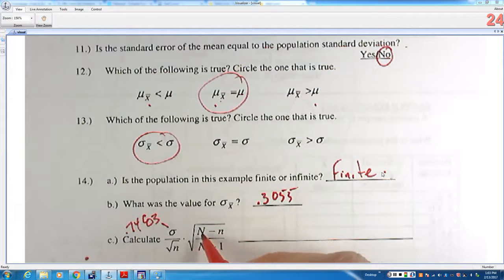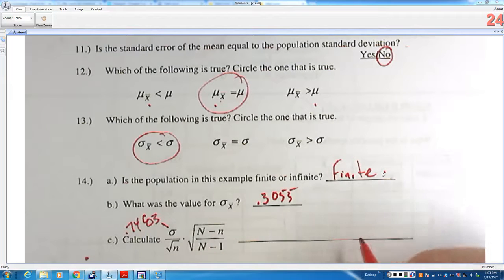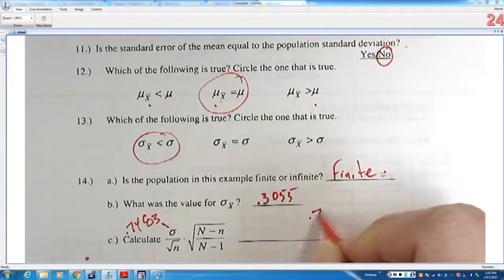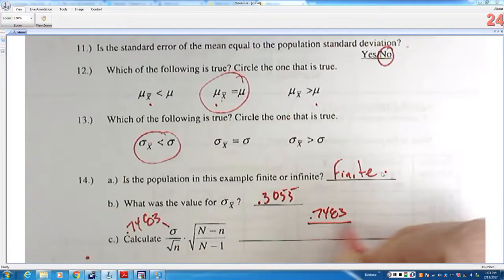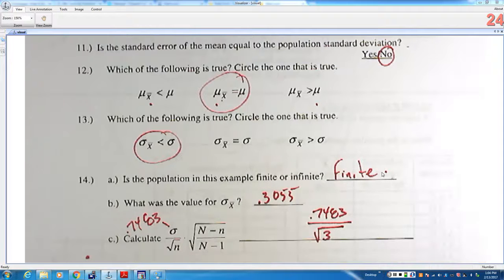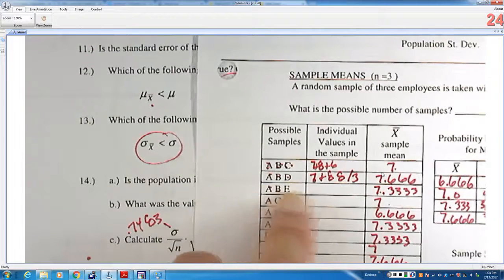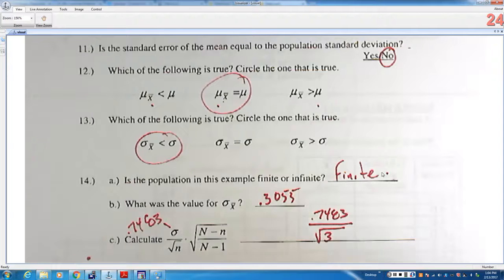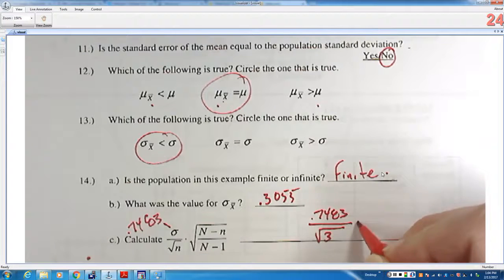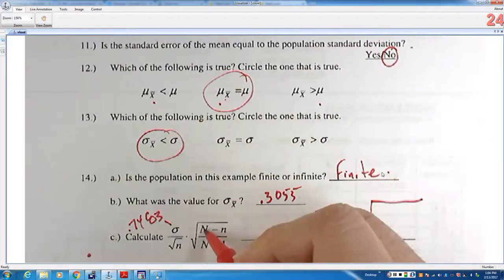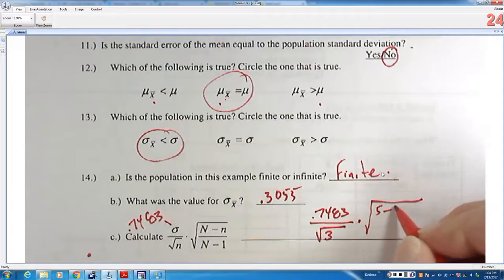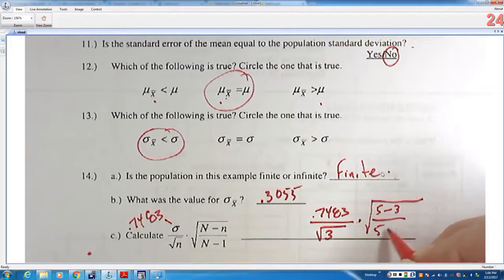Do you see how you got it? What is your big N? Your big N is your 5. You have 5 people: Alice, Ben, Chelsea, Daniel, and Ethan. I'll do it with you. So now we have 0.7483 divided by the square root of 3, because we have 3 people each time. Each sample had 3. Remember, right here we had A, B, C, A, B, D, A, B, E. So we had 3 each time. Times the square root of N, your population size, which is 5, minus 3, divided by 5 minus 1.